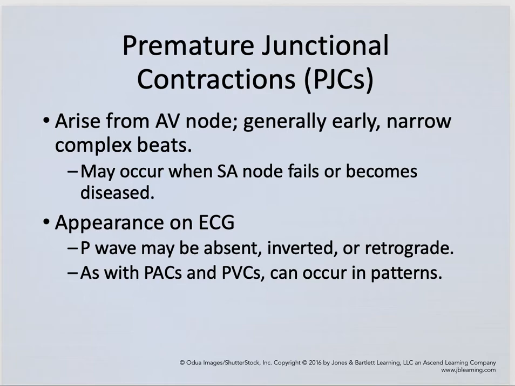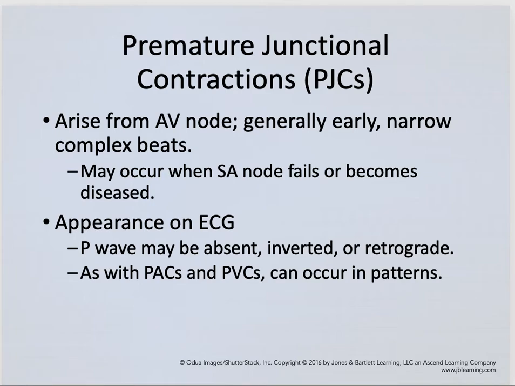When we look a little lower in the heart, that was the atrium. So now we're looking at PJCs, premature junctional contractions. These arise from the AV node, right? So this is different than the PACs. That was a site up in the atrium. So in PJCs, it's usually narrow, early, complex beats.